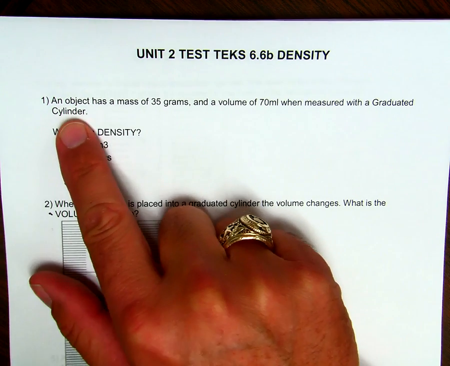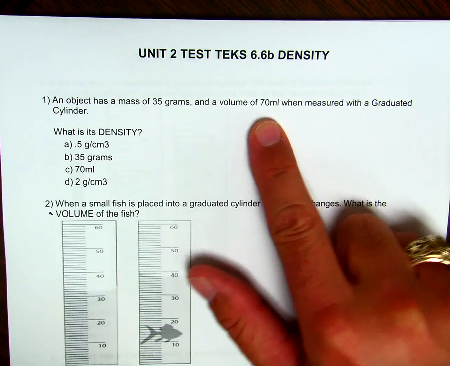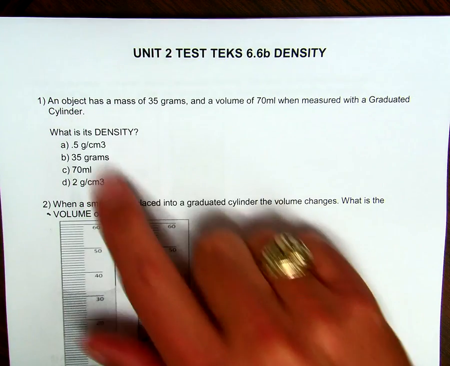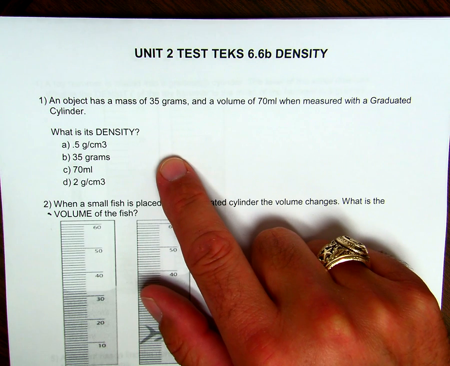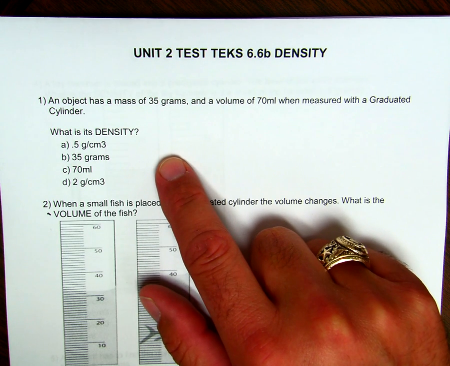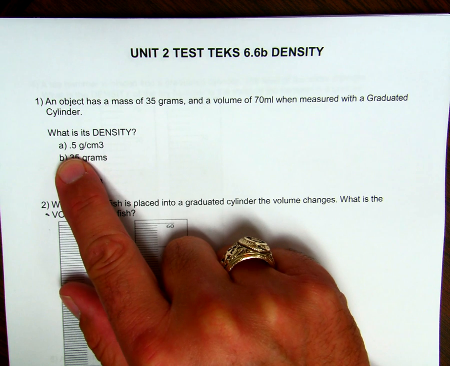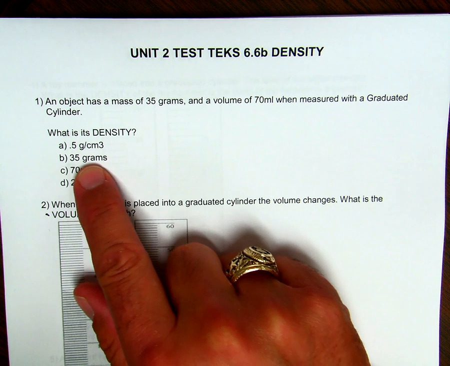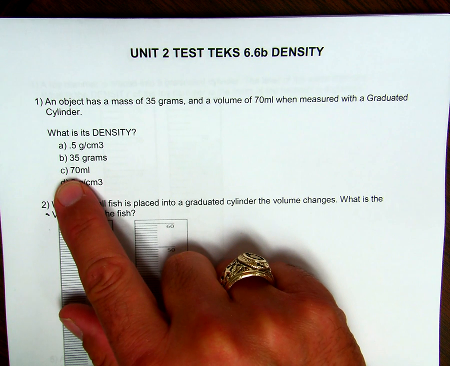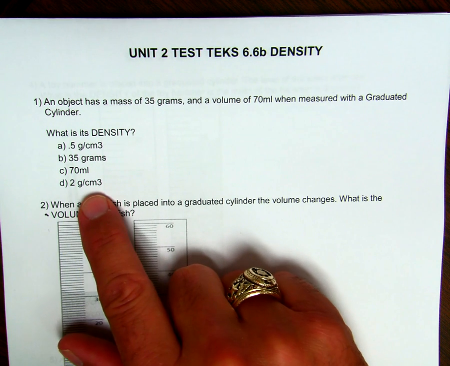Number 1, an object has a mass of 35 grams and a volume of 70 milliliters when measured with a graduated cylinder. What is that object's density? Go ahead and make sure you plug that into your density formula. Is it A, 0.5 grams per centimeter cubed? Is it B, 35 grams? C, 70 milliliters? Or D, 2 grams per centimeter cubed?